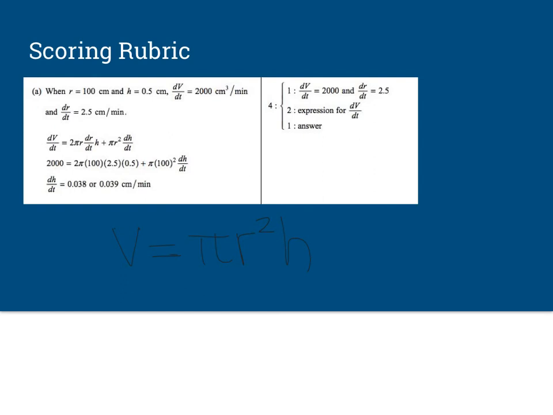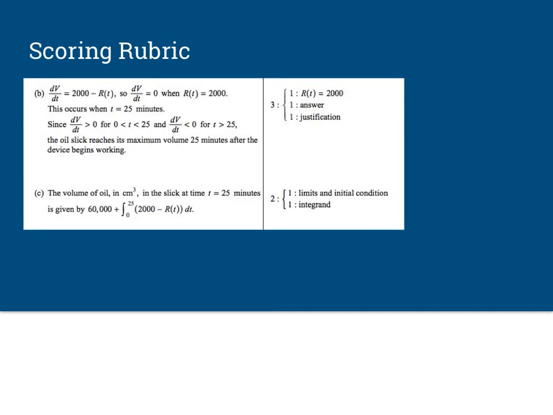Now just substitute in all those values they gave you. And so they gave you a lot here, and you can use your calculator now to solve for dh dt. And so notice this was worth 4 points. That's a lot. So were you able to get these correct answers? I hope so. It was really important to get those 4. Okay, for part B now.